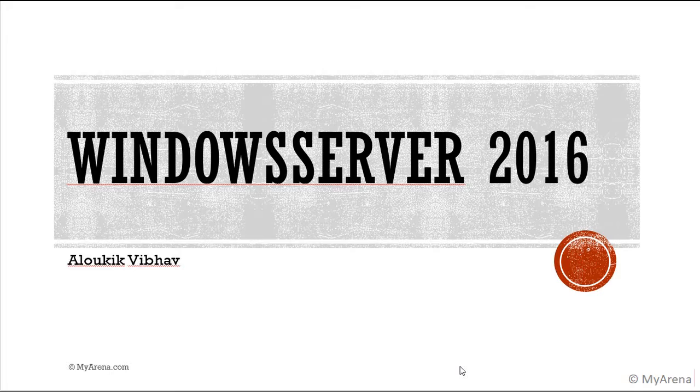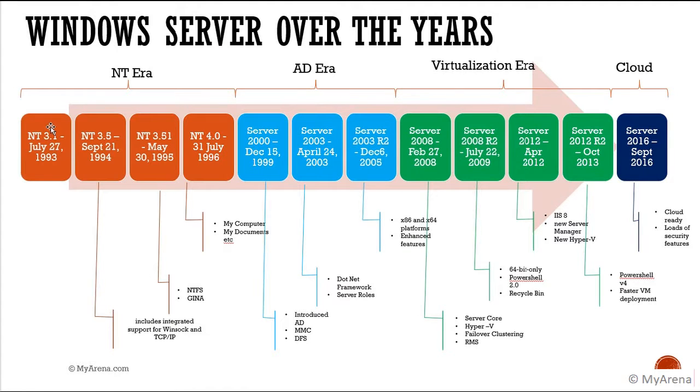Now, before we do that, let's quickly recap the journey that Windows Server has had so far. Starting with the year 1993, way back when NT 3.1 was launched, that's when it all started. NT 3.1 till NT 4.0 is what's known as the NT era. NT 4.0 was in 1996, and that was when for the first time My Computer and My Documents were seen on a Windows Server operating system.